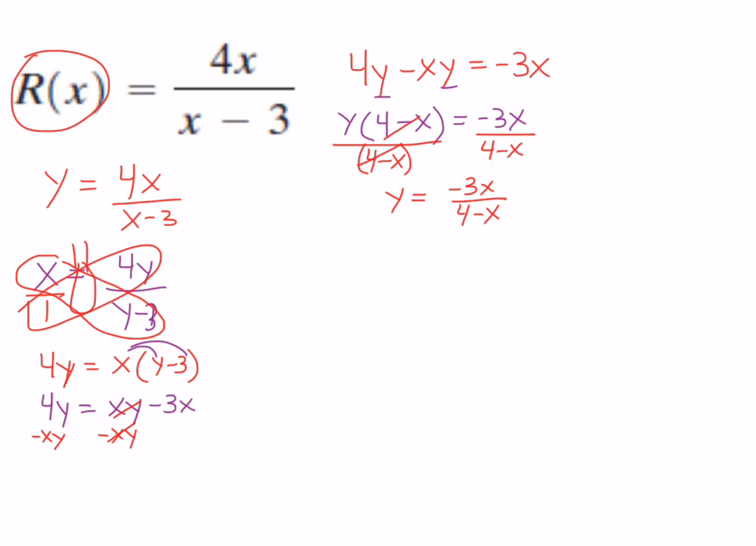So if you made it here or you were able to do this all by yourself, fantastic. That's like 90% there. We just need to clean it up. But I can write it like so. R negative 1 of x, that's how we signify inverse. So this is the inverse of the r function is equal to negative 3x over 4 minus x.